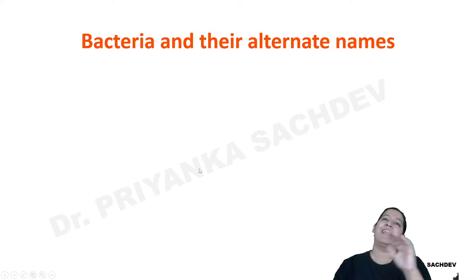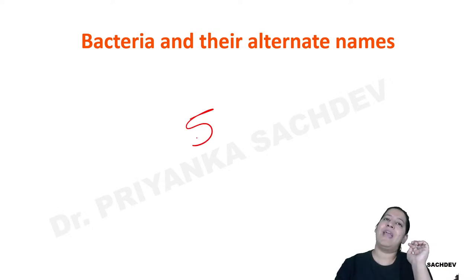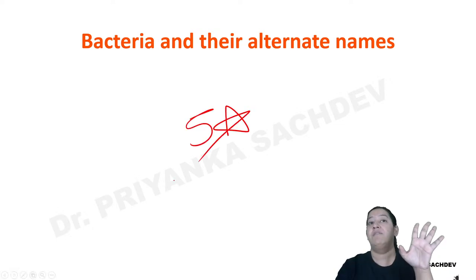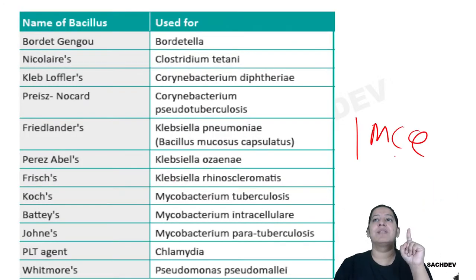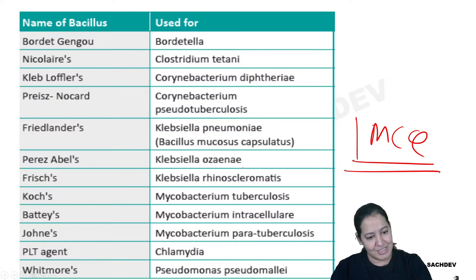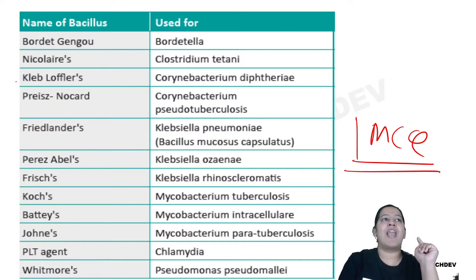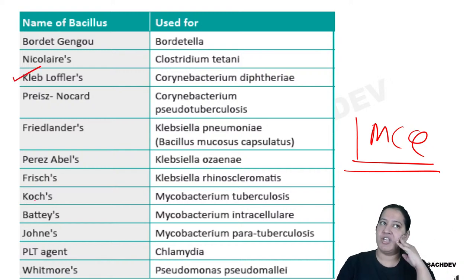Bacteria and their alternate names. Very, very, very important. Make 5-star over this table, which I'm going to show you now. This table. Expect one MCQ from this table. Expect. Tell me. Jin pe question aa chuka hai, main wo batati hu. Klebs, Loeffler, Bacilli. Is pe question aa chuka hai already. Koch's Bacilli. Is pe aa chuka hai already. Friedlander's Bacilli. Is pe already aa chuka hai.